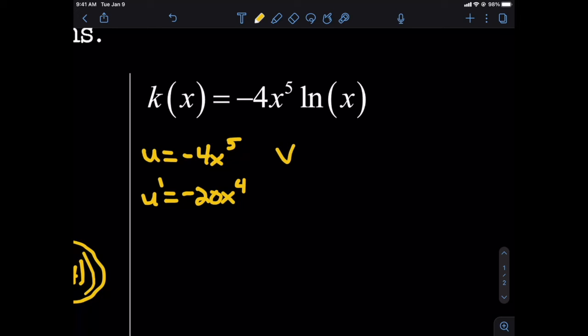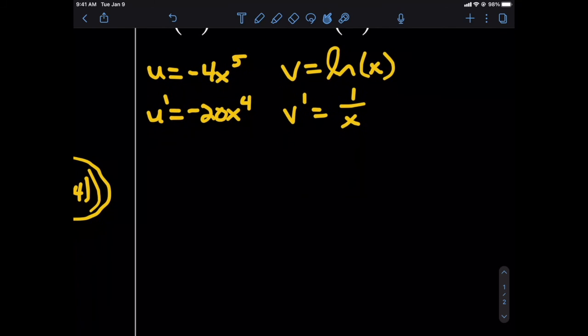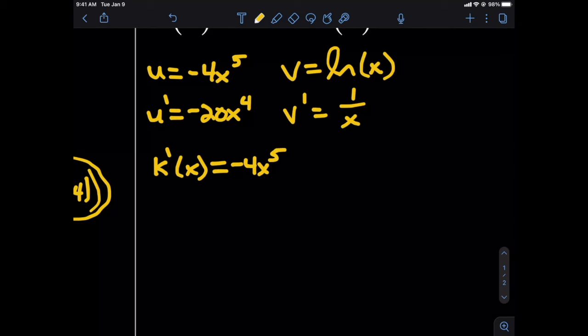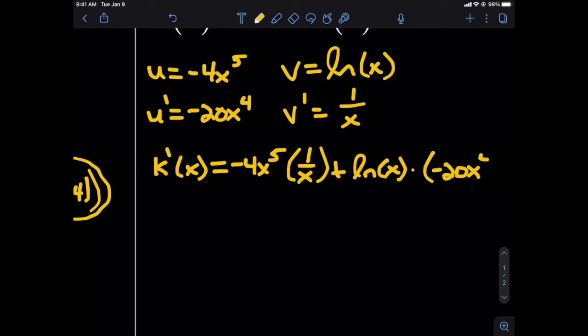And then we move on to our v's. V this time is equal to the natural log of x. Its derivative, which will become v prime, is going to equal 1 over x. And then we plug into the product rule formula. We are going to get k prime is equal to, our u was negative 4x to the fifth, times the derivative of v, which gives us 1 over x, plus our v was natural log of x, times u prime, which was negative 20x to the fourth.